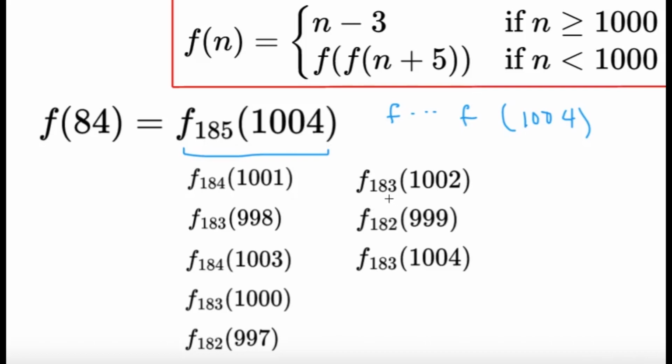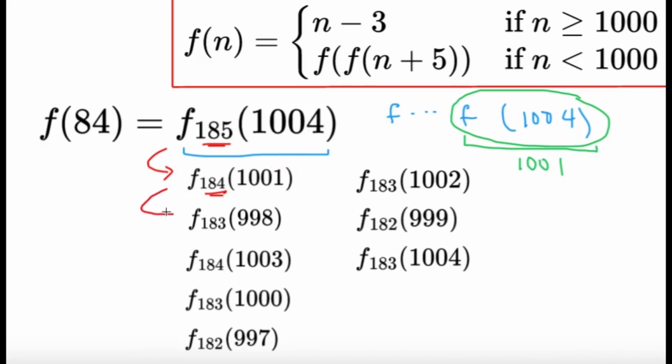Now, why can I do that? It's because F of 1004 satisfies the upper category, because n is greater than or equal to 1000. So F of 1004 is actually just 1001. F of 1004 becomes 1001, and the number of F's decreases by 1 since this F is now gone. That's why from F sub 185 it becomes F sub 184, and the 1004 becomes 1001. So F sub 185 of 1004 is equal to F sub 184 of 1001.